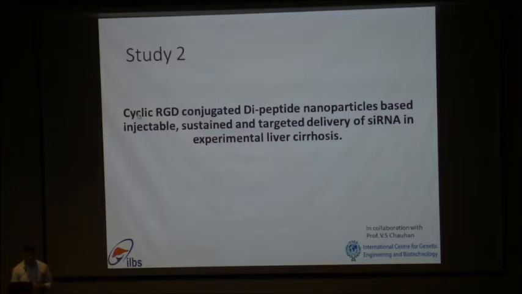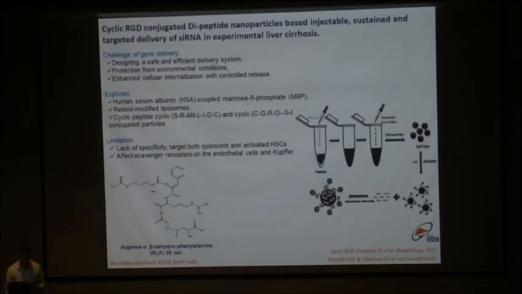So what we have done, we have developed a cyclic RGD conjugated dipeptide nanoparticle based injectable, sustained and targeted delivery system of siRNA in experimental liver cirrhosis. This work was done in collaboration with ICGB, and they have a peptide chemistry lab.